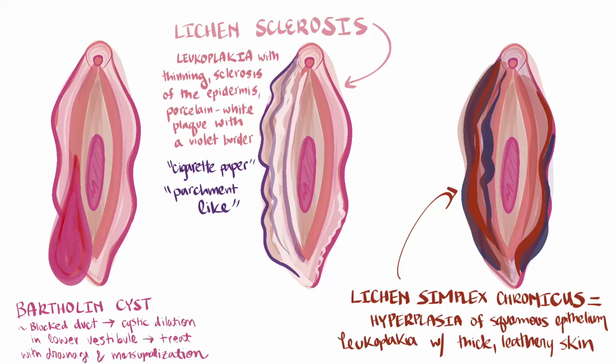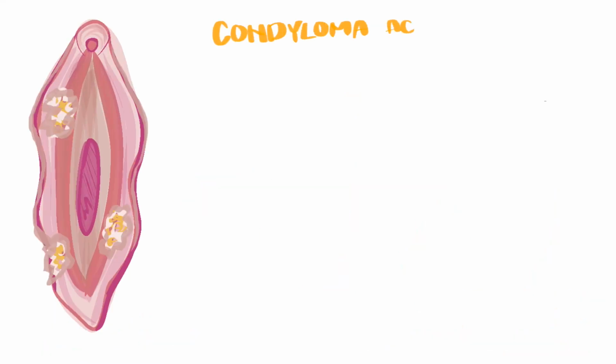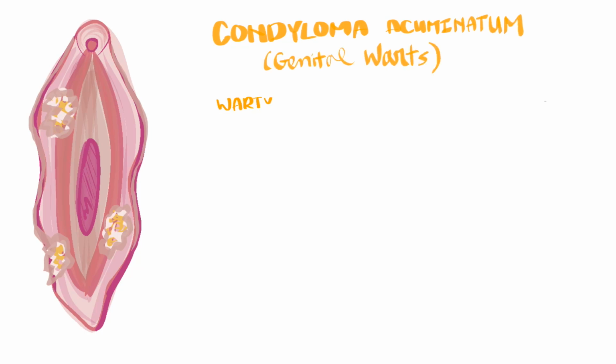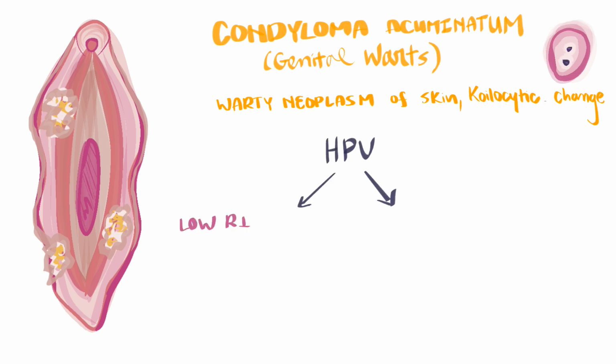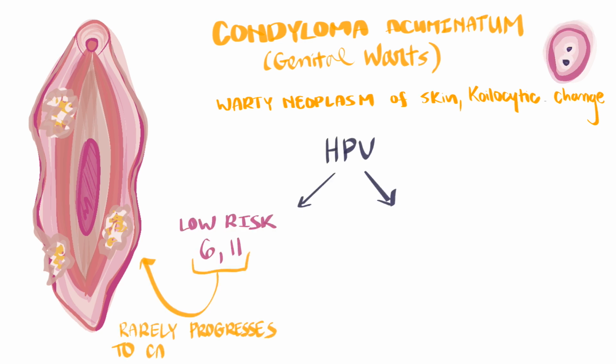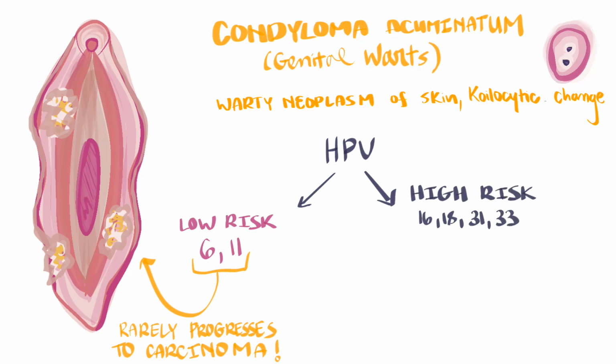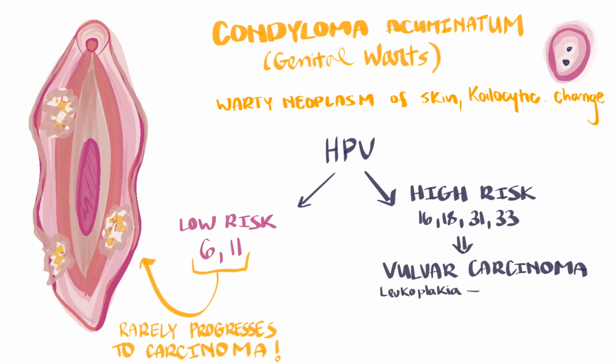Okay, now I'm going to talk about the big villain when it comes to all genital tract cancers, and that's HPV. It causes condyloma acuminata, and that's especially the low risk strains of HPV, which are 6 and 11. Those are the ones that lead to genital warts. On the other hand, the high risk strains are 16, 18, 31, and 33. There's some other bad ones, but those are the ones you should know for your exam, and those are really likely to lead to both cervical cancer and vaginal and vulvar cancer.